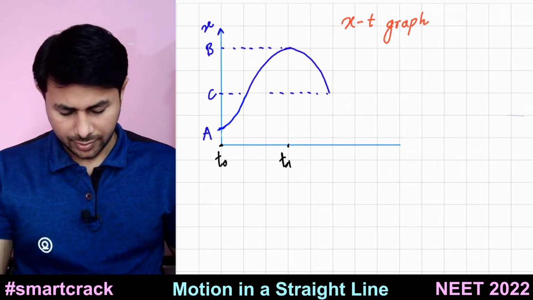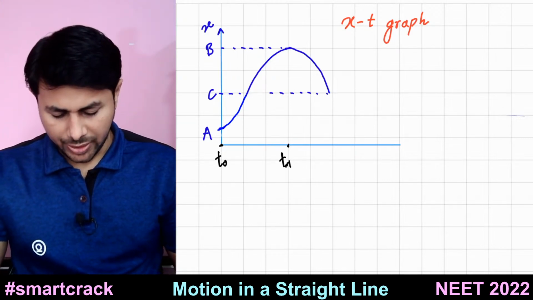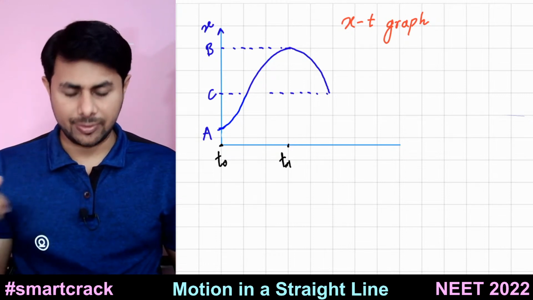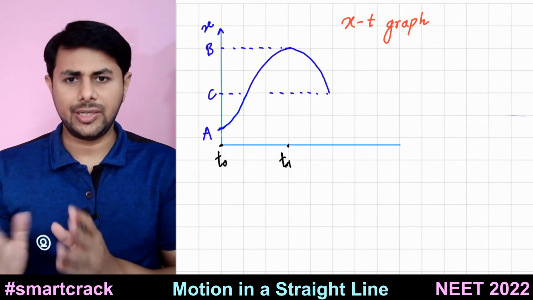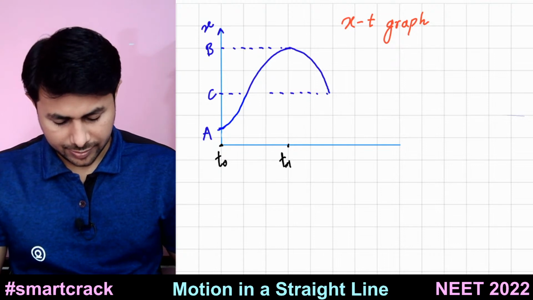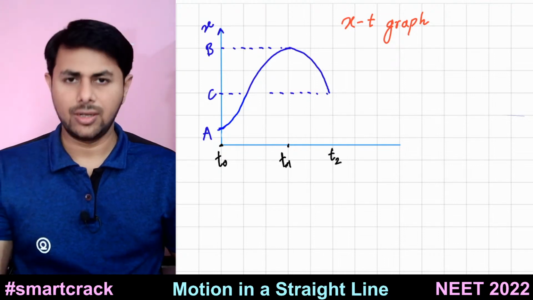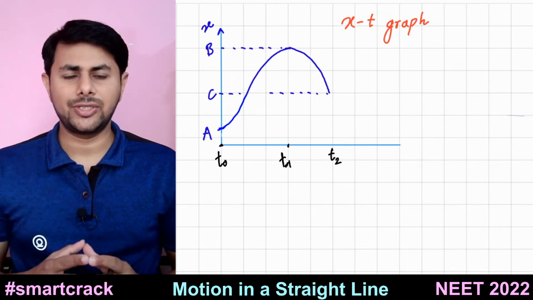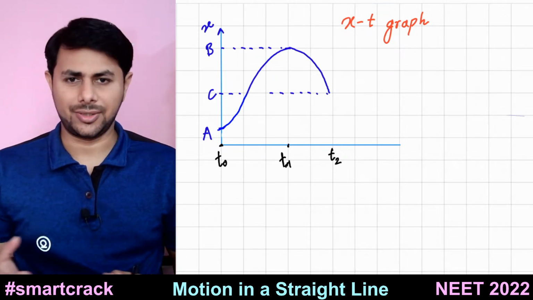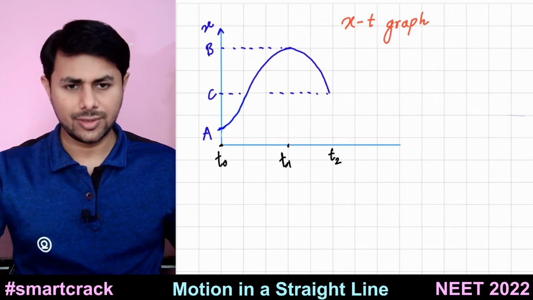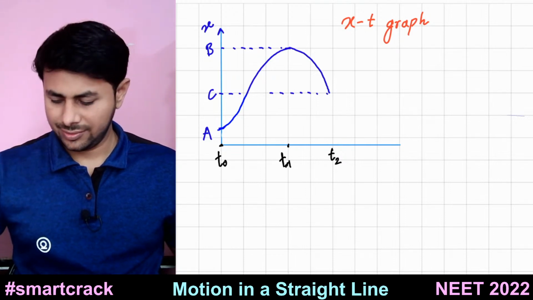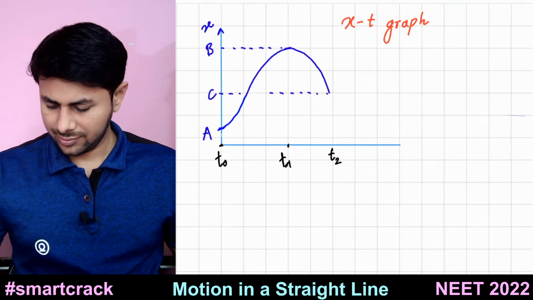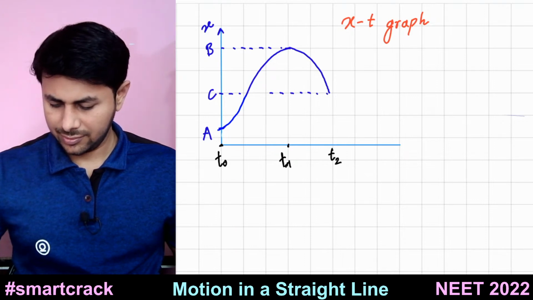Then I stop at point B and I return from that point. So from T1 to T2, let's suppose I go back and stop at point C. So the change in position would be negative. Is it clear? I guess so.